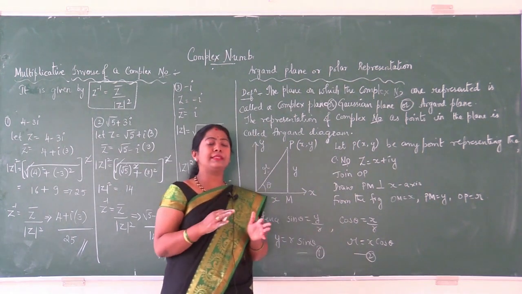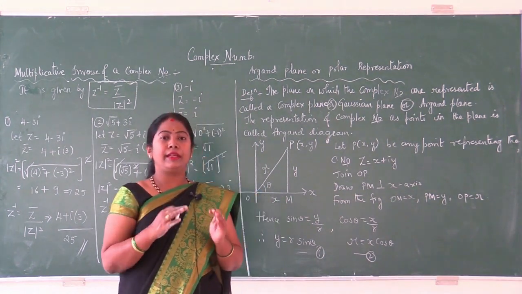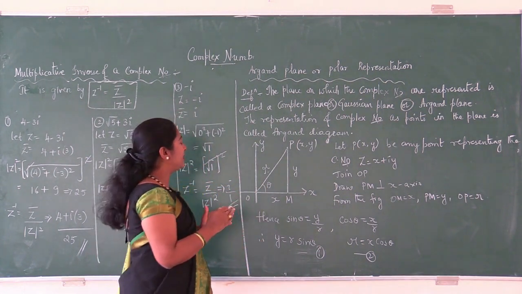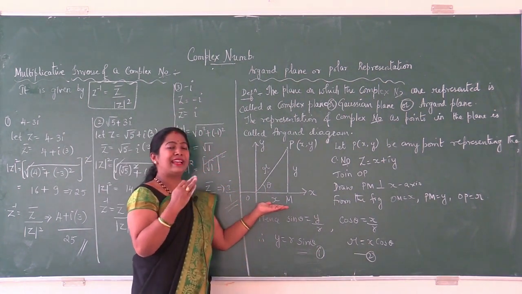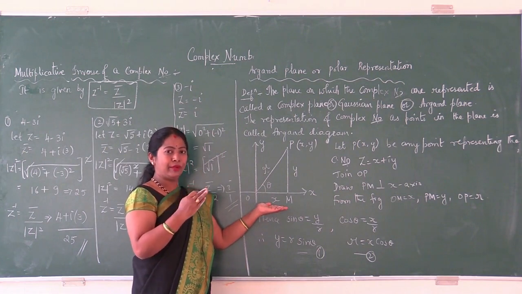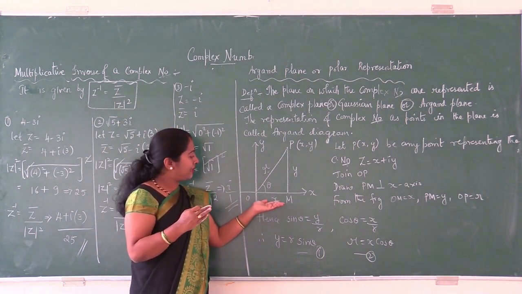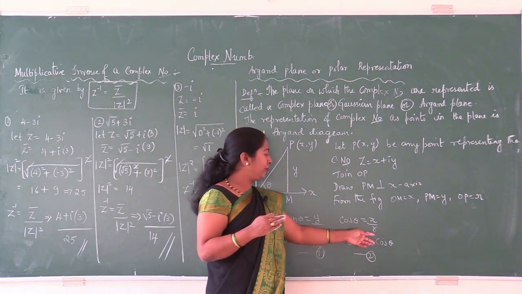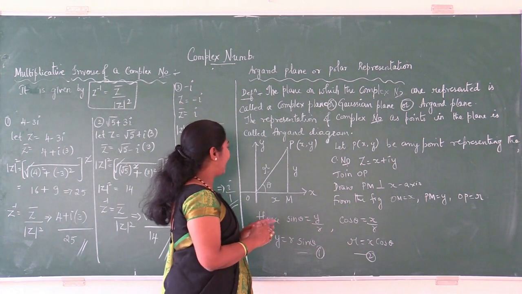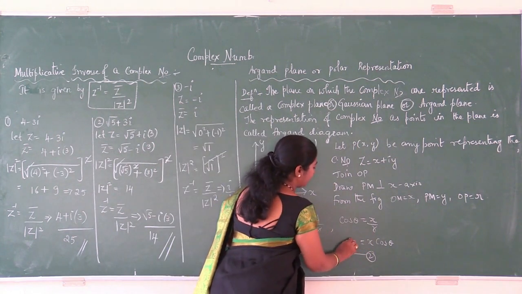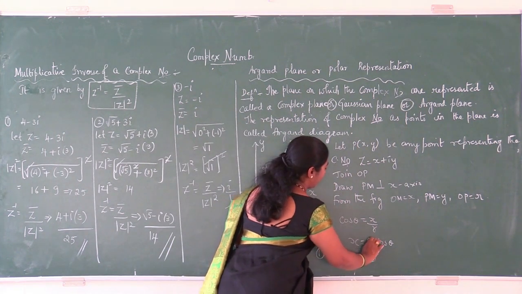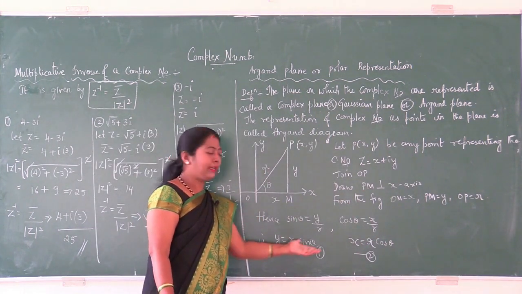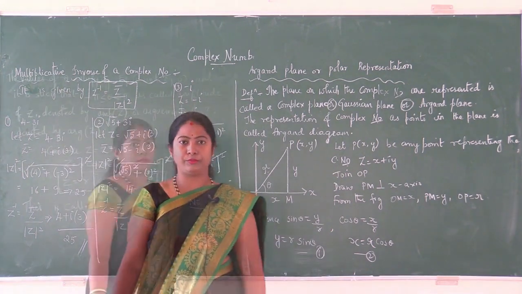Similarly, how do you define cos theta in terms of a right angle triangle? It is defined as adjacent side by hypotenuse. In the diagram, which is the adjacent side? OM is the adjacent side, and the distance of OM is denoted by x. So it is nothing but x by r, and therefore x is equal to r into cos theta. Call this equation number 1 and this equation number 2.